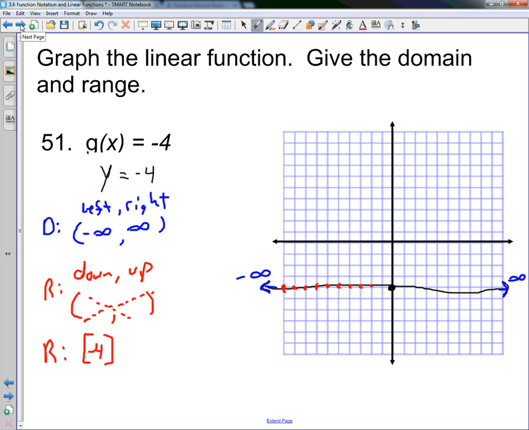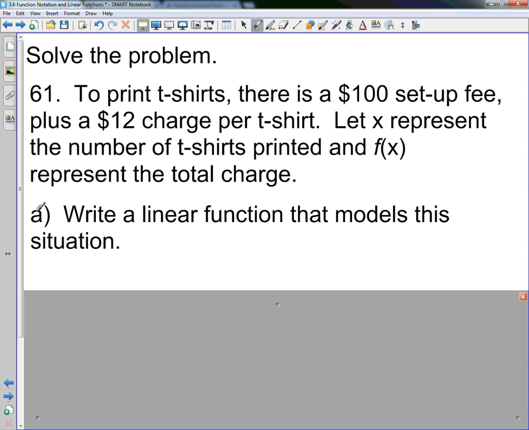Let's look at a few word problems, and there's multiple parts to these. So as you go through, you want to go back to the original problem, check to see where you're at.